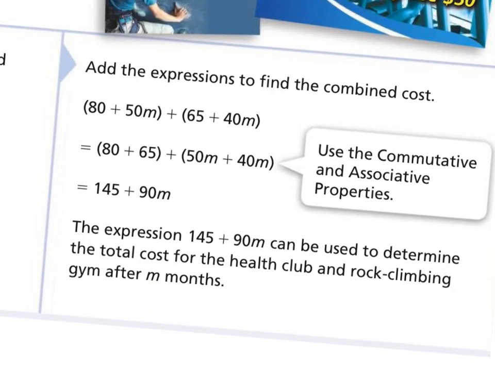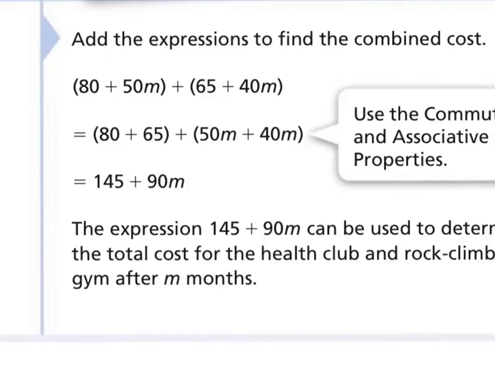So if we want to find the combined costs, that means we're going to add those together. To add those together, basically it's just looking for like terms. So the book actually rearranges these. They get their like terms next to each other. So the 80 and the 65, they get those next to each other because those are like terms. The 50M and the 40M, they get those next to each other because those are like terms. If you don't want to physically rearrange these, if you don't feel like that's helpful to you, then you don't have to do that necessarily.